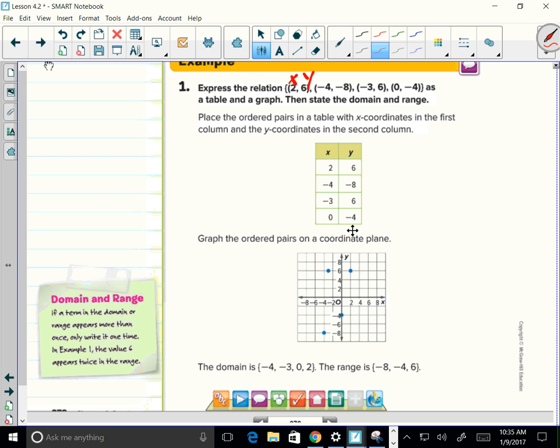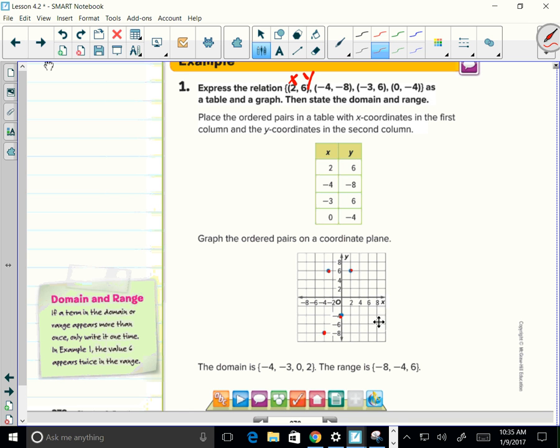Next is to graph the ordered pairs on a coordinate plane. If I go to (2, 6), I go over 2, up 6. If I need to go to (-4, 8), I go over 4 to the left, up 8. (-3, 6) is over 3 to the left, up 6. And then (0, -4) is right here.